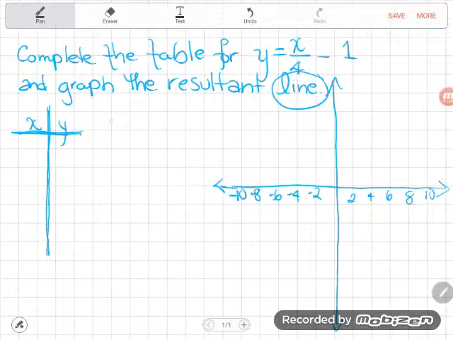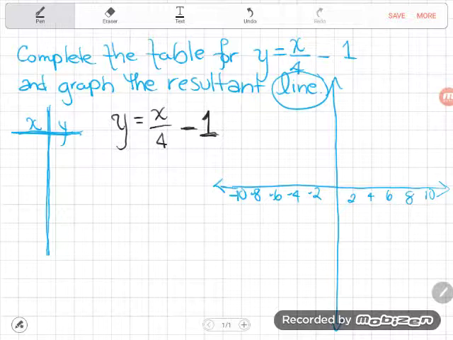So this is the equation. Y equals x over 4 minus 1. And Shayna said, I know over 4 means the same as divided by 4. And you're absolutely right, Shayna. But what that means to me is whatever x I choose, I'm going to have to divide it by 4. I'm going to say that again. Whatever x I choose, I'm going to have to divide by 4.